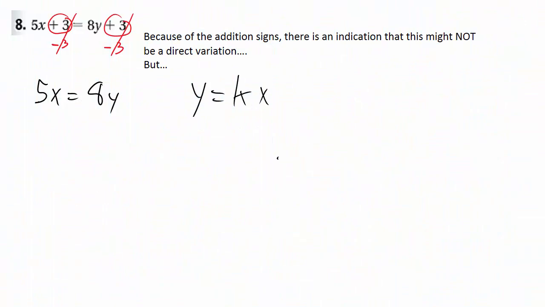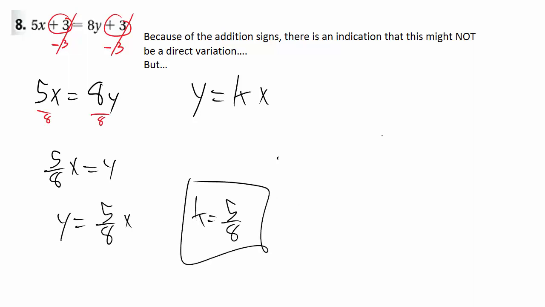And so we want to get this as y equals kx, so we want to solve for y here. Get y by itself, you divide by 8 on each side, and so you get 5/8 x equals y, or y equals 5/8 x. So your k value is 5 over 8, or you could write it as a decimal right here by putting that in your calculator and calculating that. But this is going to be a direct variation.